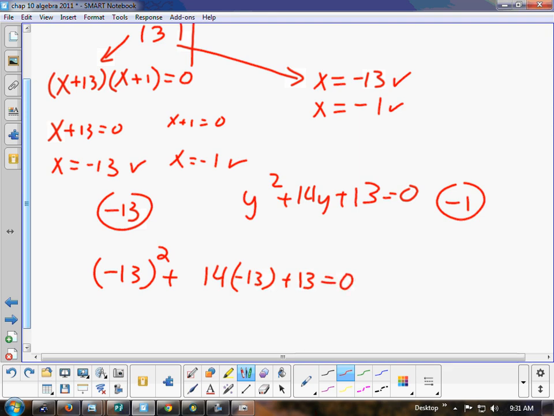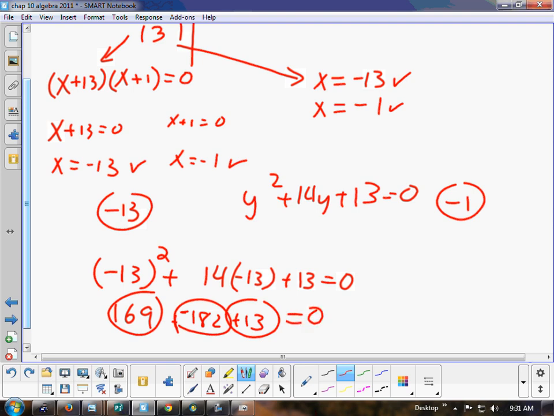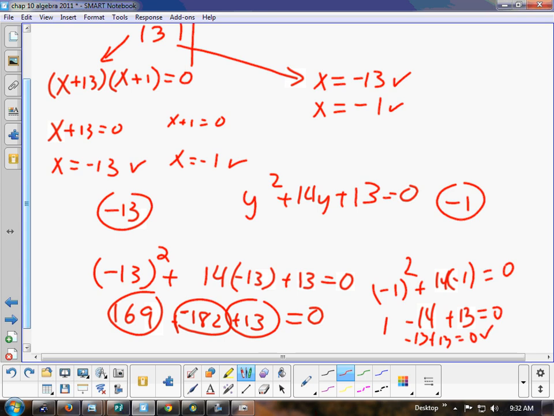Okay, so this is 169. What's 14 times 13? It would be 13 more than this. Plus 182. Sorry, that's negative. Plus 13. So this 13 and this 13 makes 14 of them, and this is going to happen to 0. Yep, that works. And then the 1 should be a lot easier. Negative 1 squared is 1. 14 times negative 1 is negative 14. Plus 13 equals 0. No, it doesn't. This 1 minus 14 is negative 13. Plus 13 is 0. And that checks.